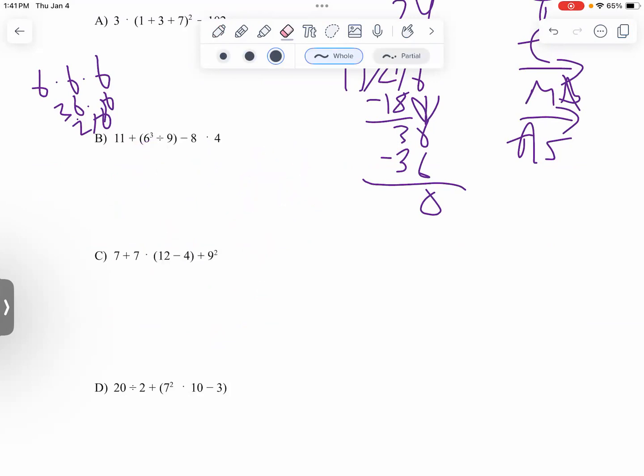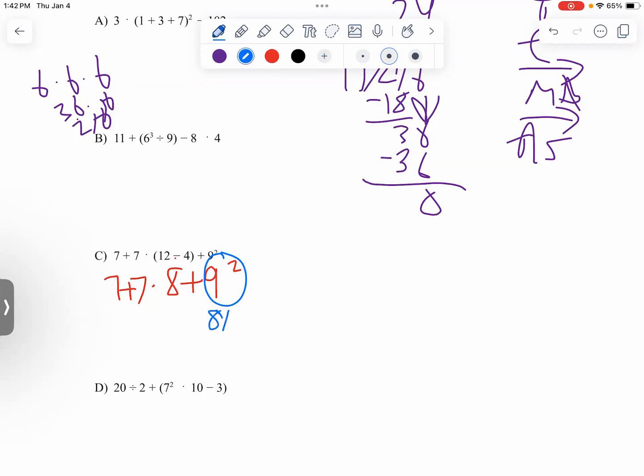All right, C, we have a parentheses right here. So 12 minus 4 is 8. Recopy the problem. Next, we have an exponent. So we have this guy right here, 9 squared. 9 times 9 is 81.